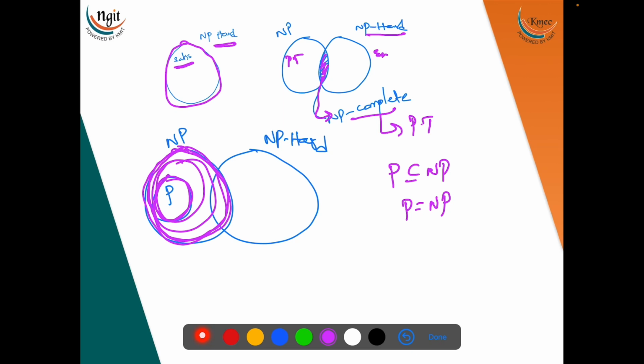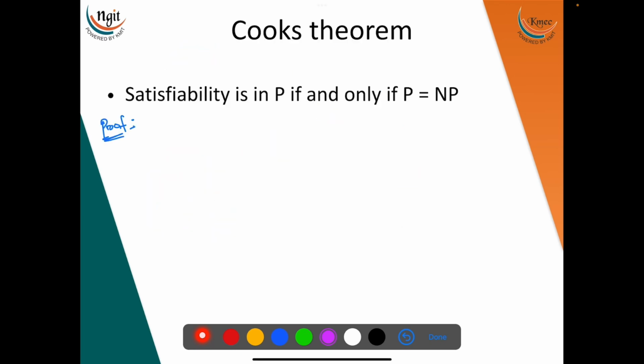The reason is that satisfiability has an intersection with this part. P has an intersection with satisfiability, NP and NP-hard. So when satisfiability belongs to P, one day it will grow and one final day it becomes P equal to NP. To prove this, we have Cook's theorem. Now let's see Cook's theorem. The theorem is: satisfiability is in P if and only if P is equal to NP.